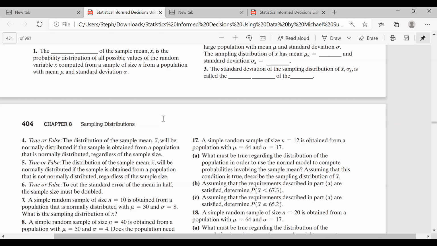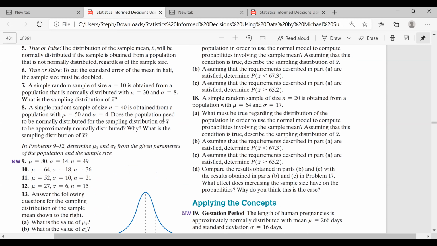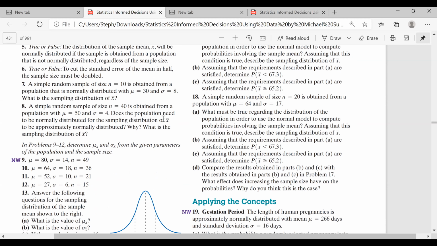All right, so number 13. It's going to be here. Okay, determine the mean of X bar and the standard deviation of X bar. Okay, but the mean of X bar is just the mean.